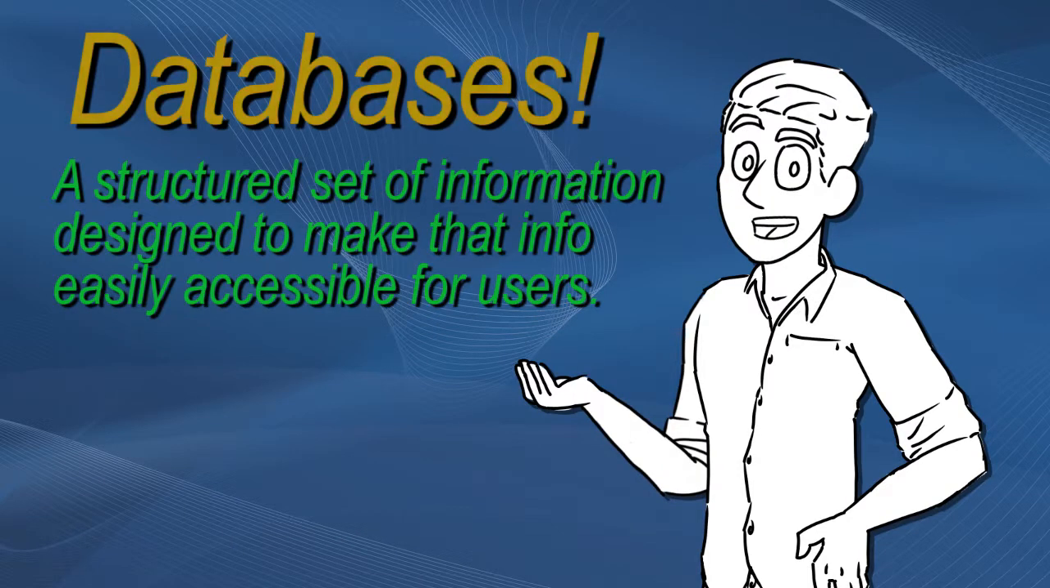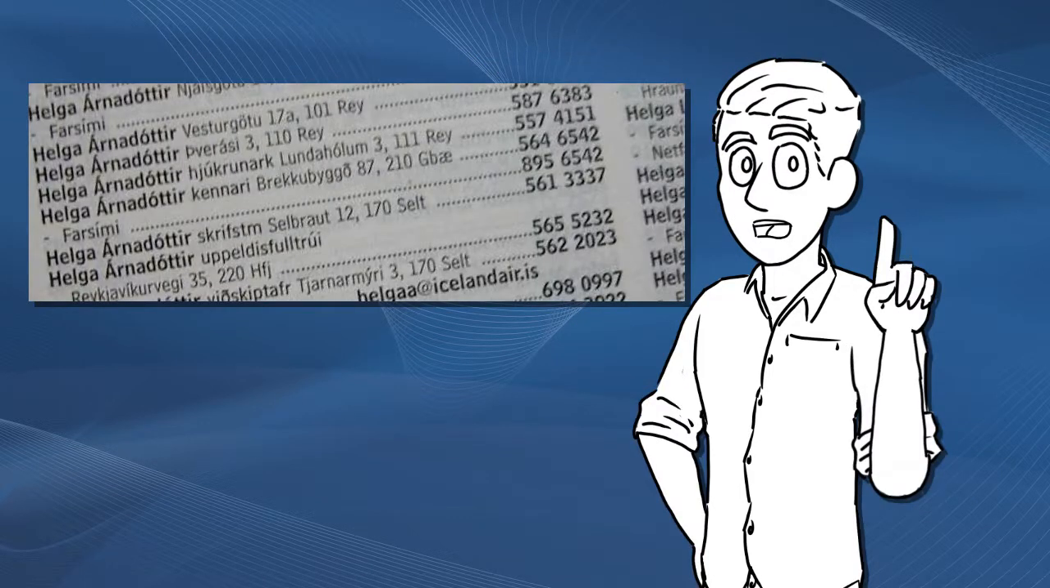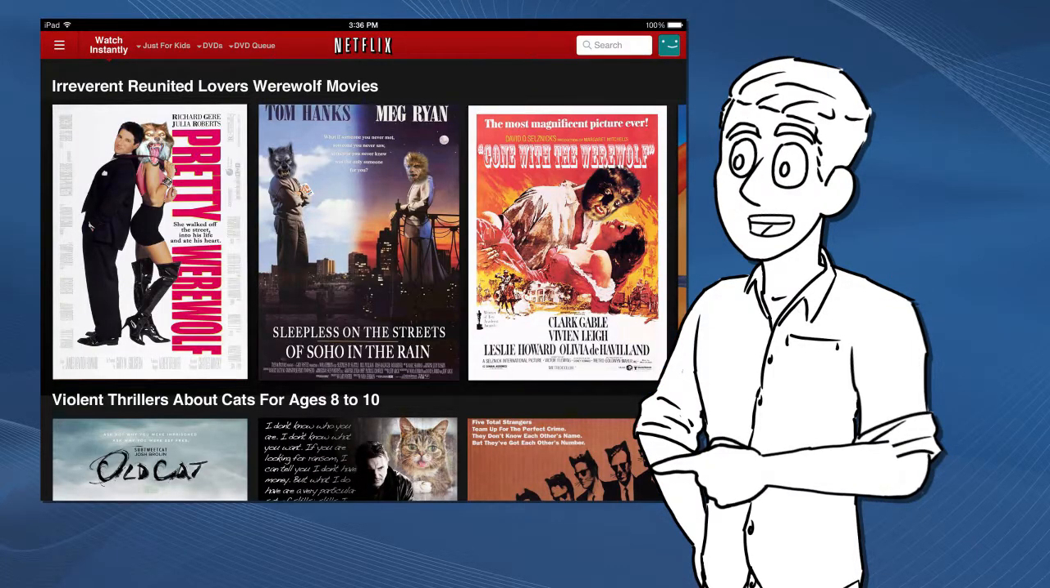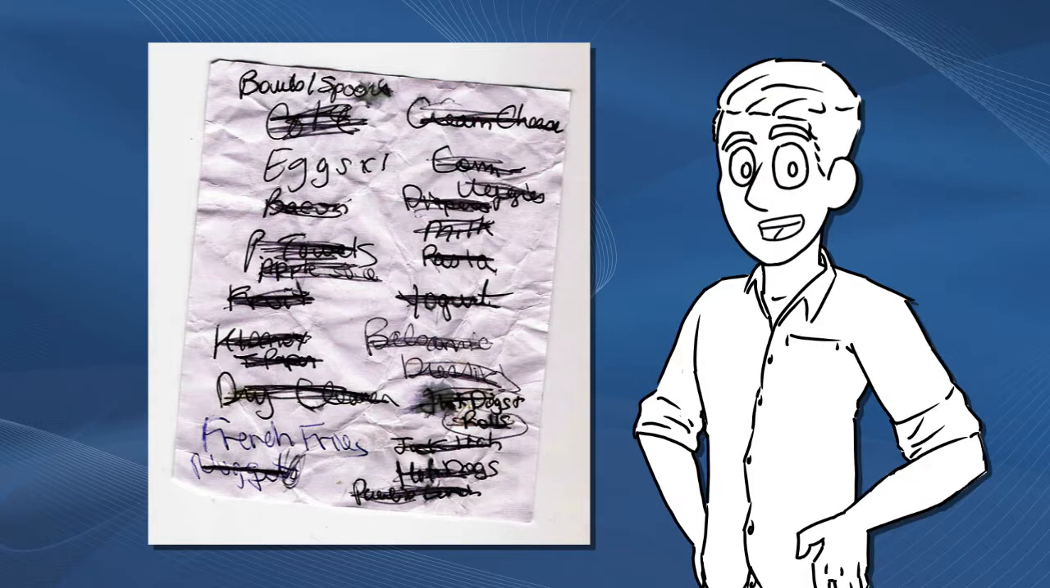Basically, a database is any collection of organized information. Their main function is to make it easier for users to find stored information. Databases can be anything from a list of numbers stored in your phone, Netflix's vast collection of films, or even a shopping list can be considered a database.